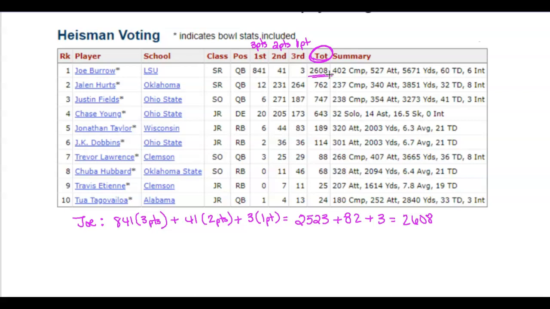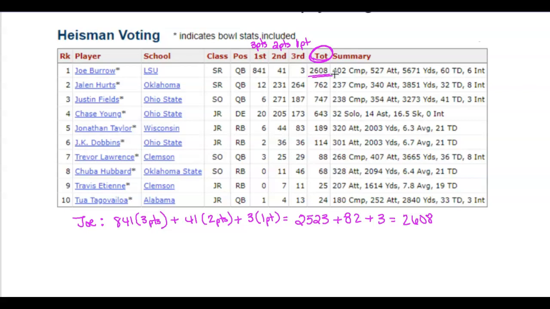So the second place, we can see the second place winner only got 762 points, because 3 points for the 12 first place votes. So that would be 36 points from there. 2 points each for the 231 votes. So that will be 462 points. And then 264 points for the third place votes. So if we add those up, that's where the 762 total points comes into play.